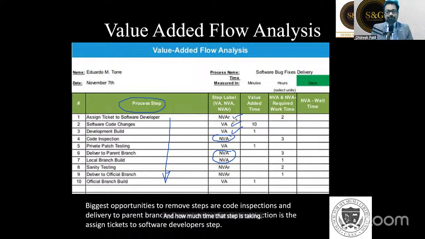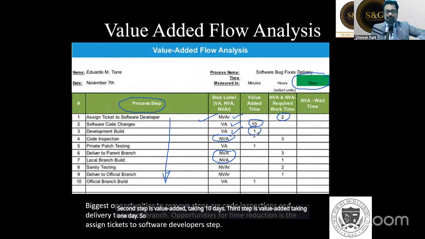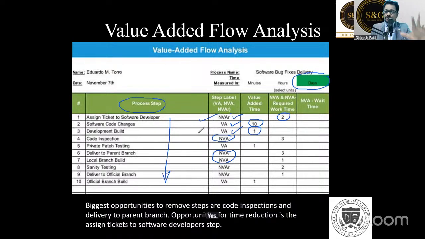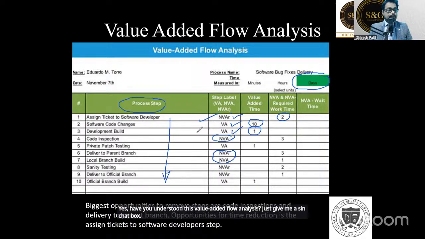So you can see here. Now, these breakups generally are in days. You can see here days, right? So, for example, try to understand this. First step is NVAR. It is taking 2 days. Second step is value added, taking 10 days. Third step is value added, taking 1 day. So they are sequential operations. Are you clear? Have you understood this value added flow analysis? Just give me a yes in the chat box.